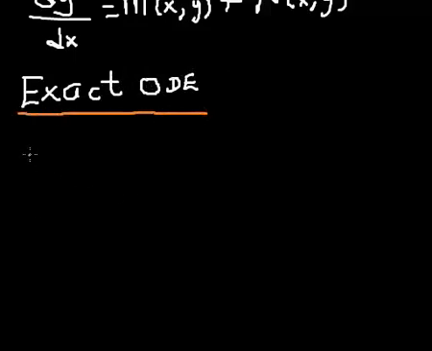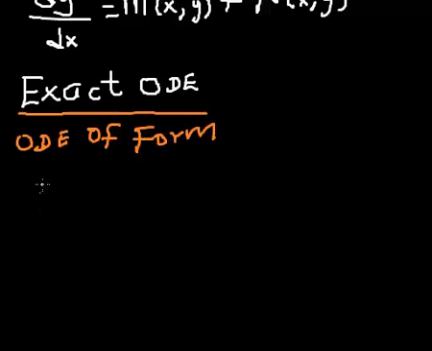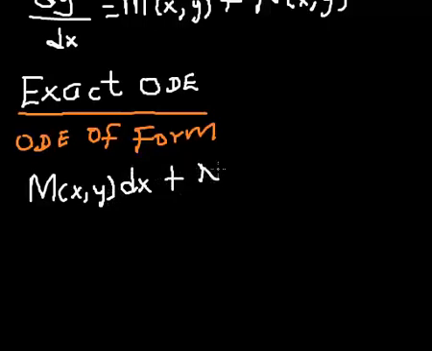The question is, when is an ODE said to be exact? Now an ODE of the form m, being a function of x and y, multiplied by dx, plus n, which is also a function of x and y, multiplied by dy, equal to 0.